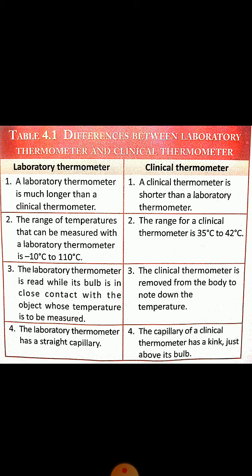And lastly, the laboratory thermometer has a straight capillary. On the other hand, the clinical thermometer has a kink just above its bulb. And one more difference is that the laboratory thermometer is used to measure the temperature of non-living things. On the other hand, the clinical thermometer is used to measure the temperature of living things.